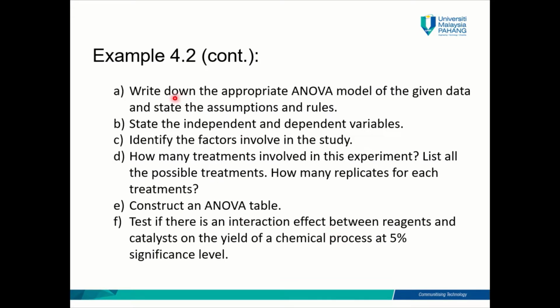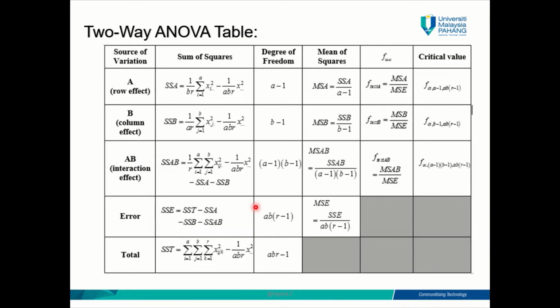So, we're going to focus on questions E and F. First, construct an ANOVA table. So, class, for two-way ANOVA analysis, the ANOVA table is more elaborate than the one-way ANOVA table. So this is how it looks. You might feel intimidated because there are so many rows and the formulas seem so complicated. But actually, don't worry, we're not going to test you on all of these formulas.